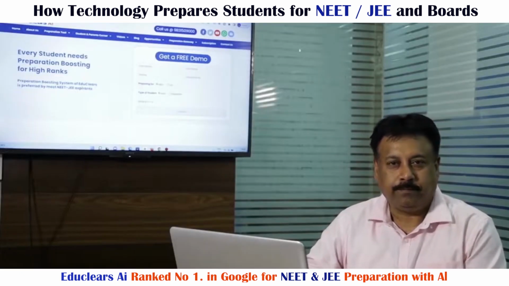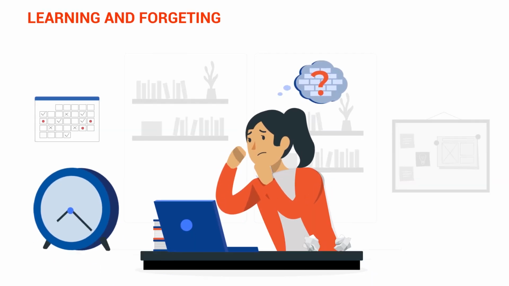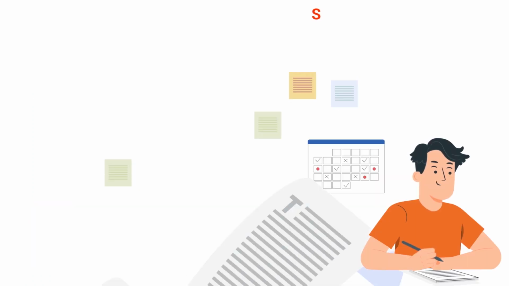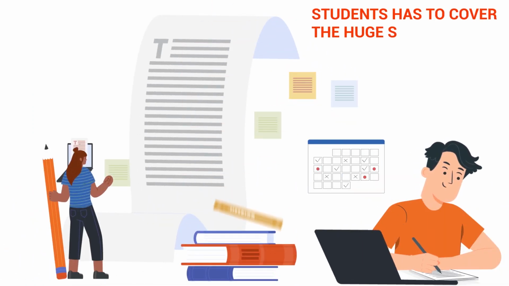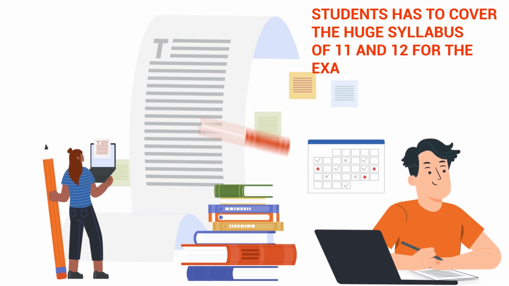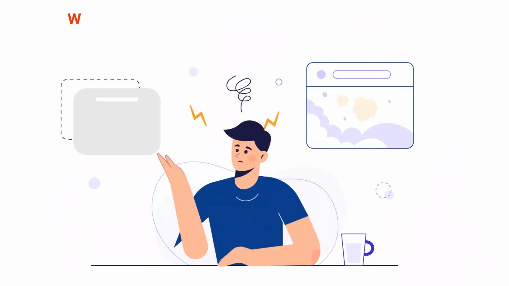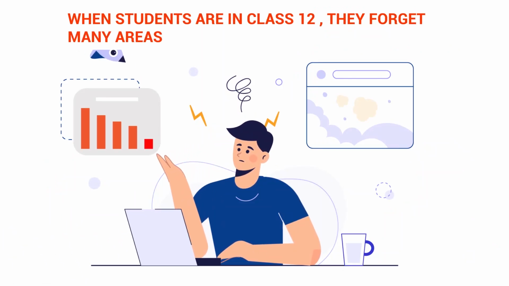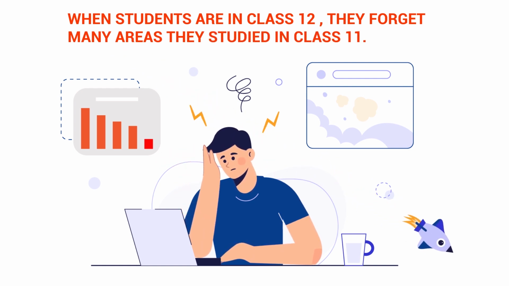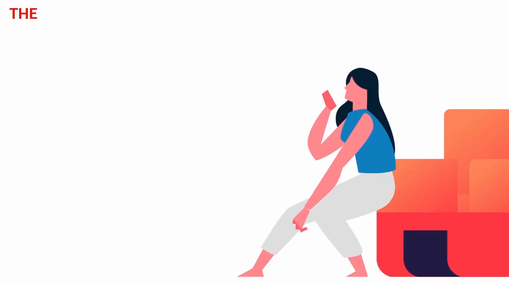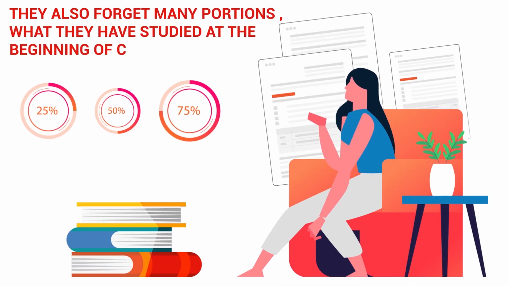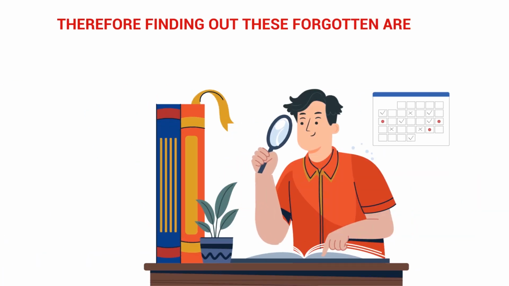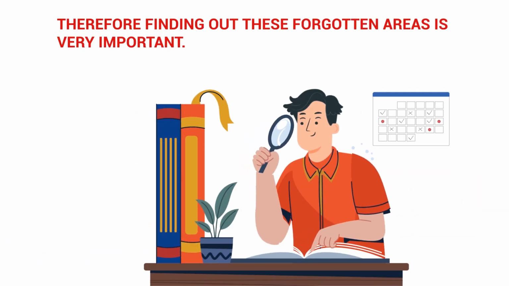Let's talk about another problem. Learning and forgetting is a common problem of all students. Here, student has to cover the huge syllabus of 11 and 12 for the exams. When students are in class 12, they forget many areas they studied in class 11. They also forget many portions what they have studied at the beginning of class 12. Therefore, finding out the forgotten areas is very important.